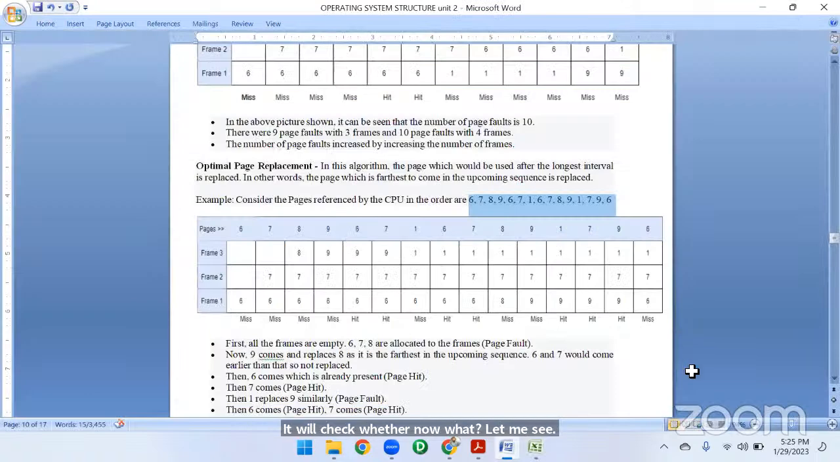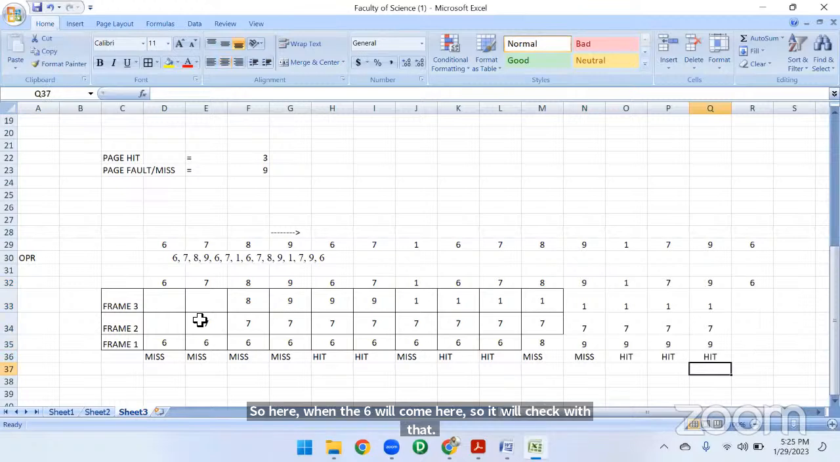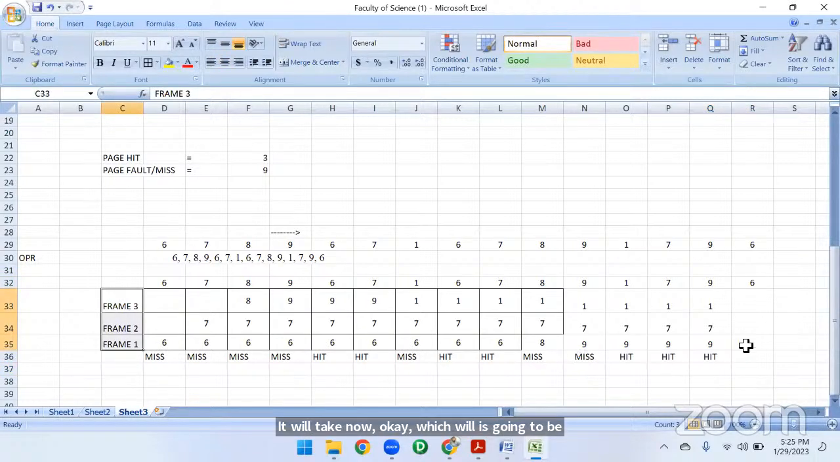Yeah, so here when the 6 will come here, it will check with the pages which are in the first frame. Based on the frames it will check now. Which is going to be executed on the frame which is on the first frame, that frame is going to be replaced with the 6.